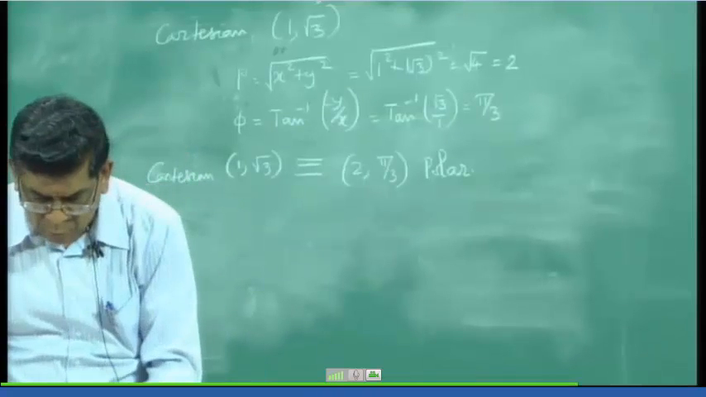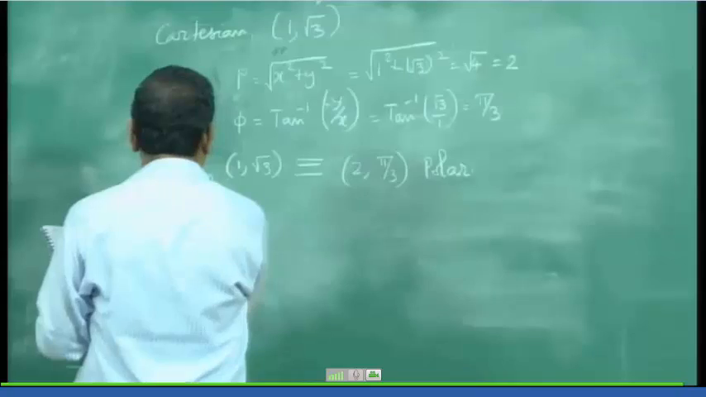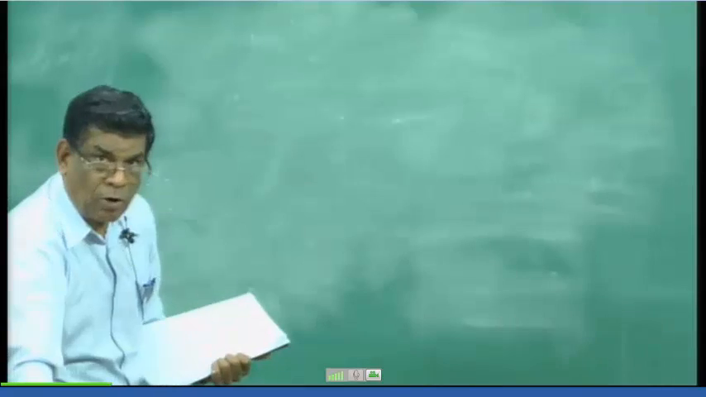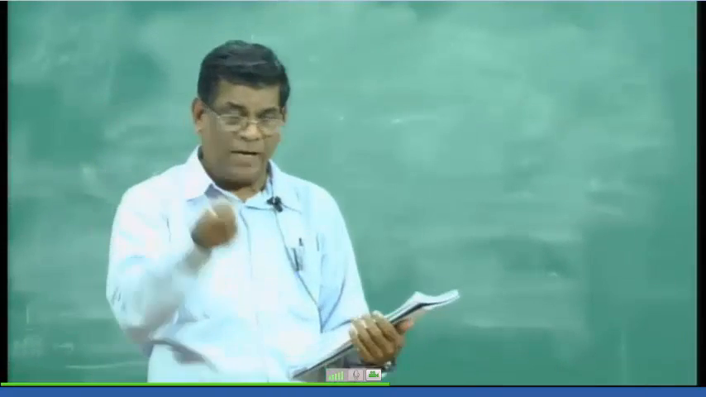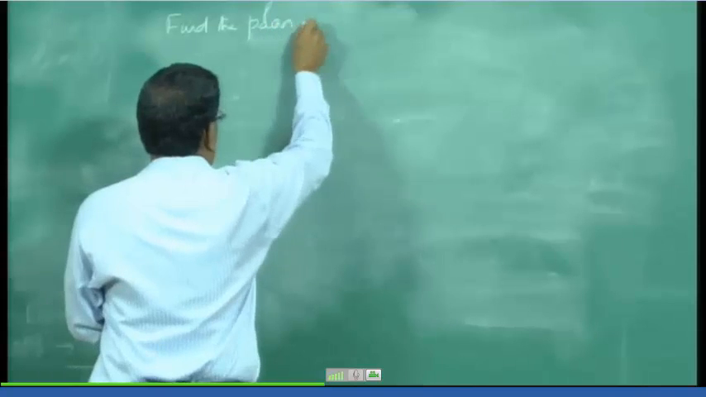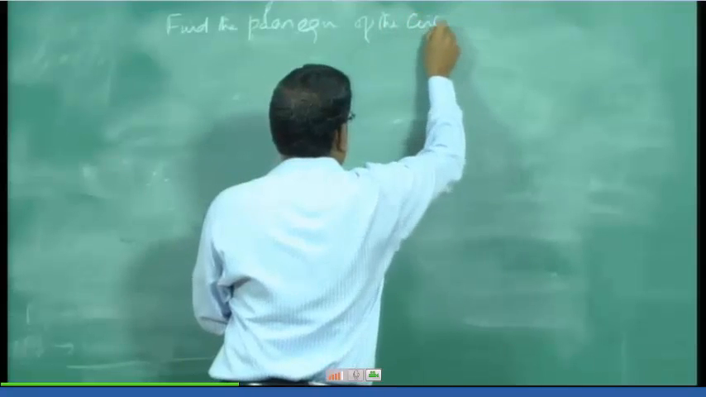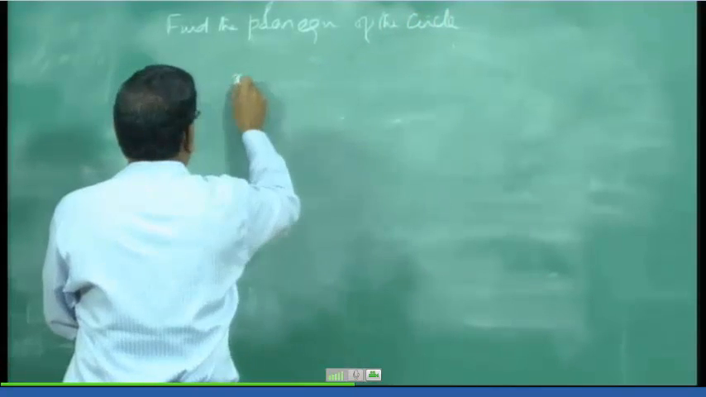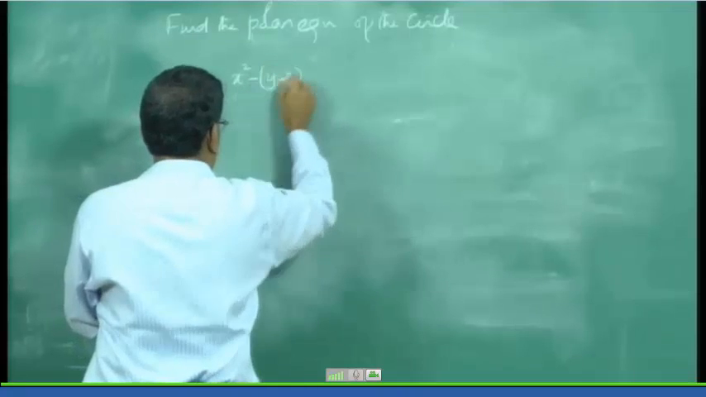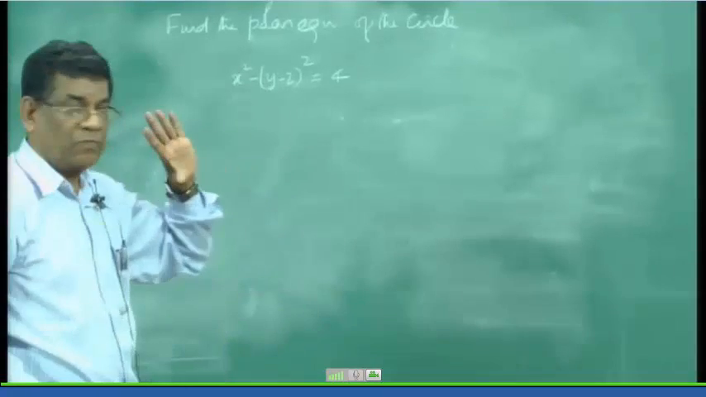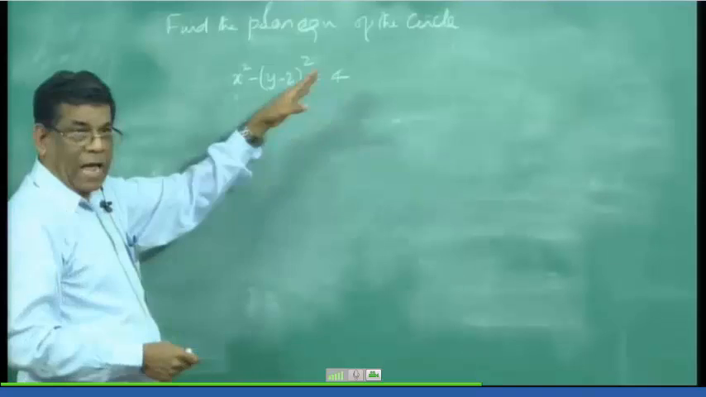Now I will try one small problem. So we have to work out problems in the classroom, then only you will gain confidence. That is very important for me. Find the polar equation to the circle x square plus y minus 2 whole square is equal to 4. Very simple. This also you know. So now they are in xy. So I have to write it in polar equation.